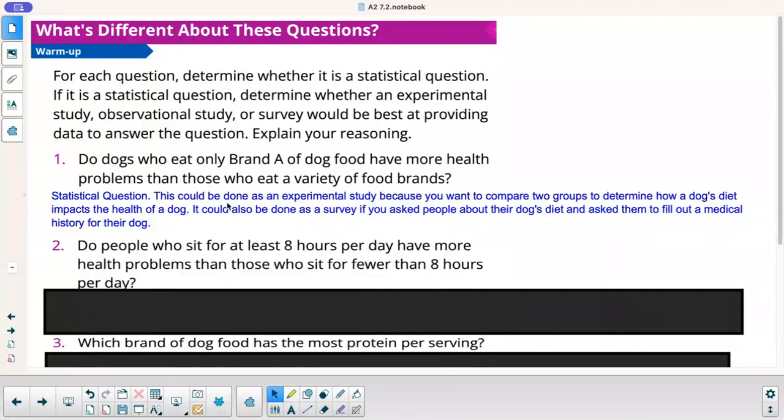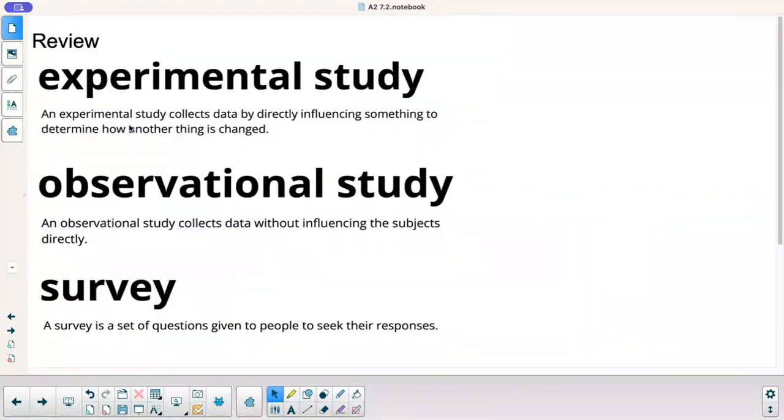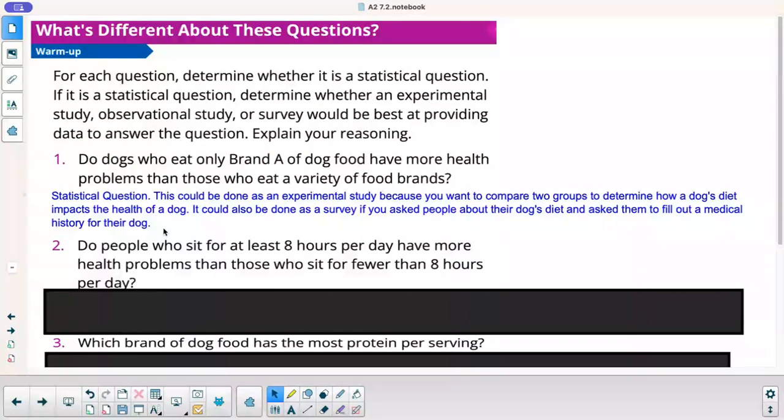So this can be done as an experimental study because you want to compare two groups to determine how a dog's diet impacts the health of a dog. Could also be done as a survey if you ask people about their dog's diet and ask them to fill out a medical history for their dog. Okay, so an experimental study would probably be best because this is a statistical question. So back to there, experimental study collects data by directly influencing something to determine how another thing is changed.